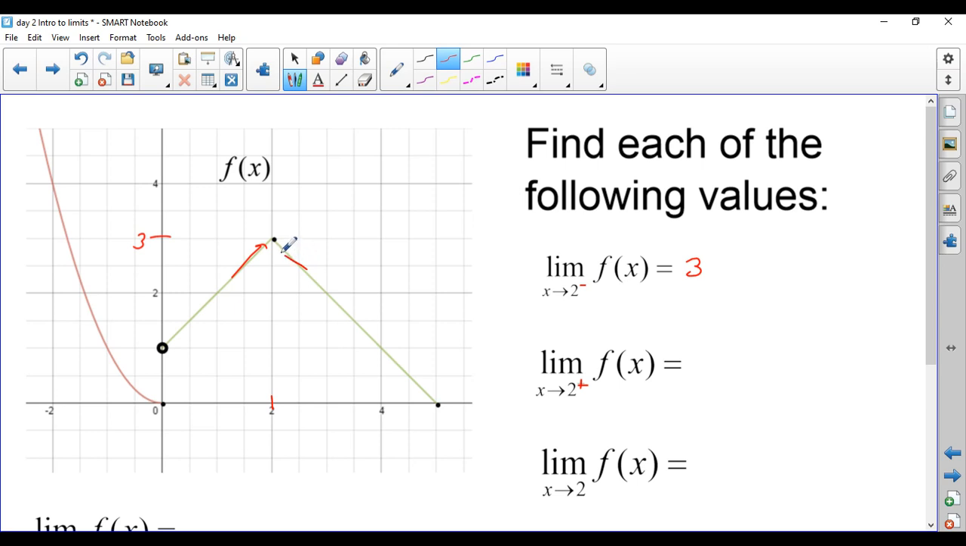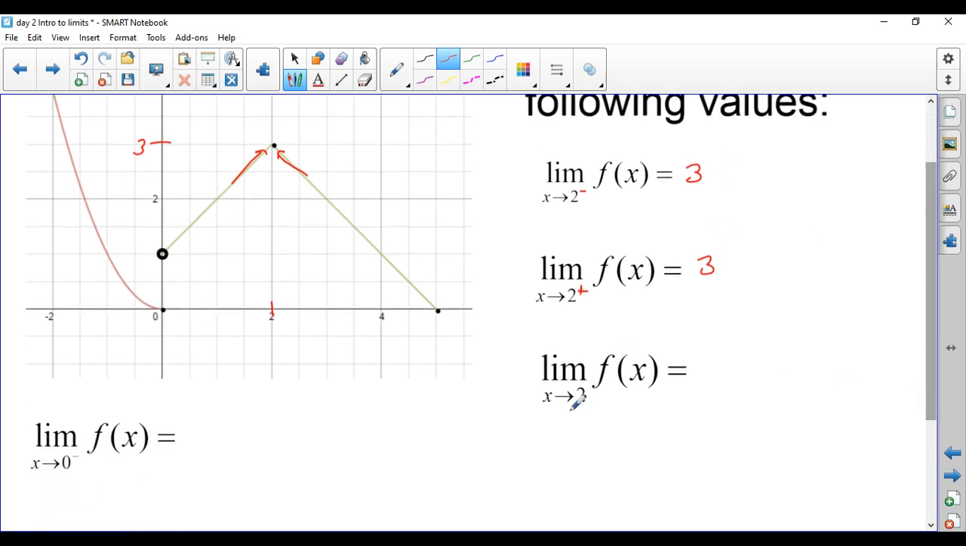As x gets closer and closer to 2, the y values again get closer and closer to 3. Since these two values are the same, the limit as x approaches 2 of f of x is 3, because 3 is the number that we're approaching from both sides.